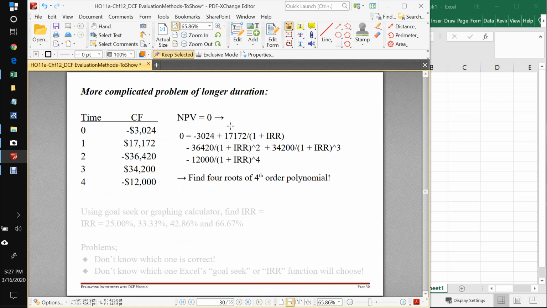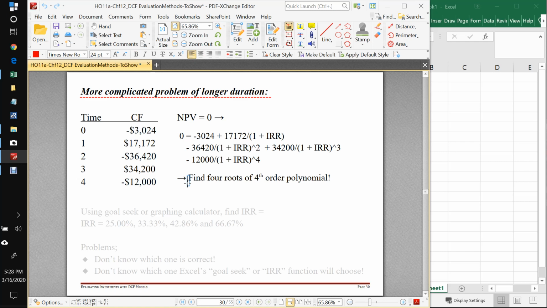So let me give you one more example illustrating this. Here's a more complicated problem of longer duration. So we have 5 cash flows. We have this -1 at t equals 0, positive, negative, negative, and we want to find the IRR. So we just apply the NPV equals 0. So minus 3024 plus 17,172 over 1 plus IRR, etc., etc. You get the idea. Minus 12,000 over 1 plus IRR to the fourth.